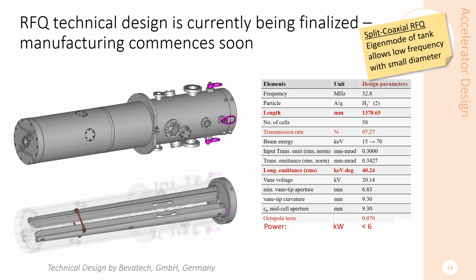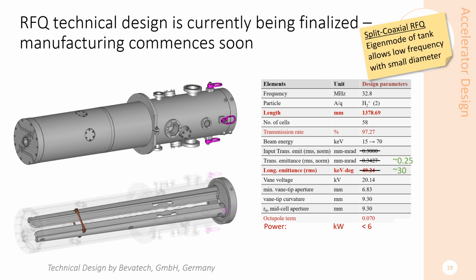Other parameters of our RFQ are that the length is about 1.4 meters, the transmission rate is over 95%, and we have very good admittances of 40 kV degrees longitudinal and 0.35 degrees millimeter milliradians transversally. We also have very low power consumption, and this is because we are not using the RFQ as an accelerator, but mainly as a buncher.